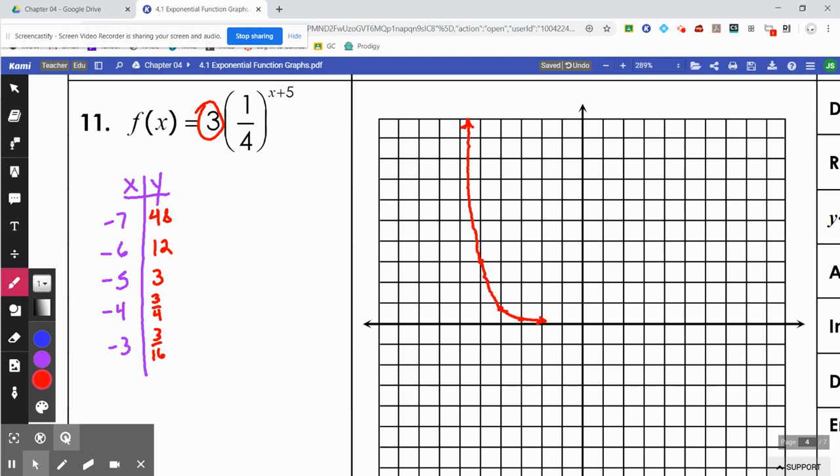We had an exponential decay, and it got stretched vertically, so that's the reason it's taller. And in addition to that, it got moved to the left 5. So there's why it ended up looking the way that it did.